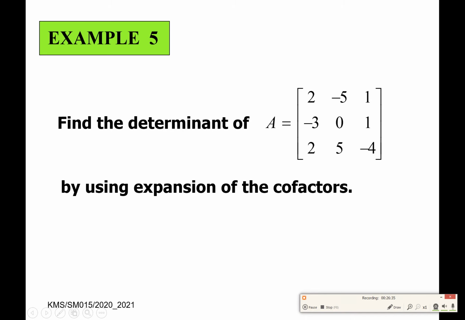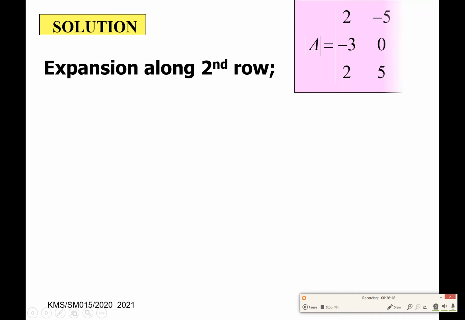You must show the cofactor during the calculation. Solution: I choose expansion along the second row, but you can choose any row or column. Check where the second row is. This is the second row: negative 3, 0, 1. Because we have a 0 here, that's why I choose this.